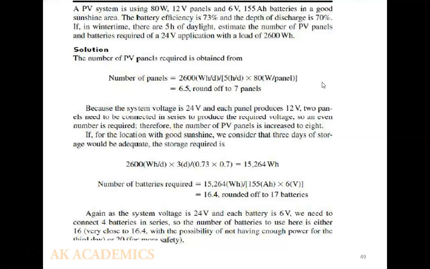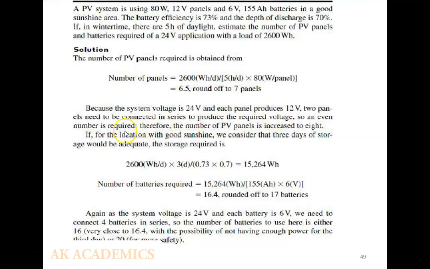All right. Again, you might want to go over this lecture, this example, this explanation again. And if you have any question at all regarding this, do not hesitate to pop it up and let's look at it together. Now, because the system voltage is 24 volt according to the question, and each panel produces 12 volt, that simply means we have to connect 2 panels in series so that we can get that 24 volt that the system is required to have.